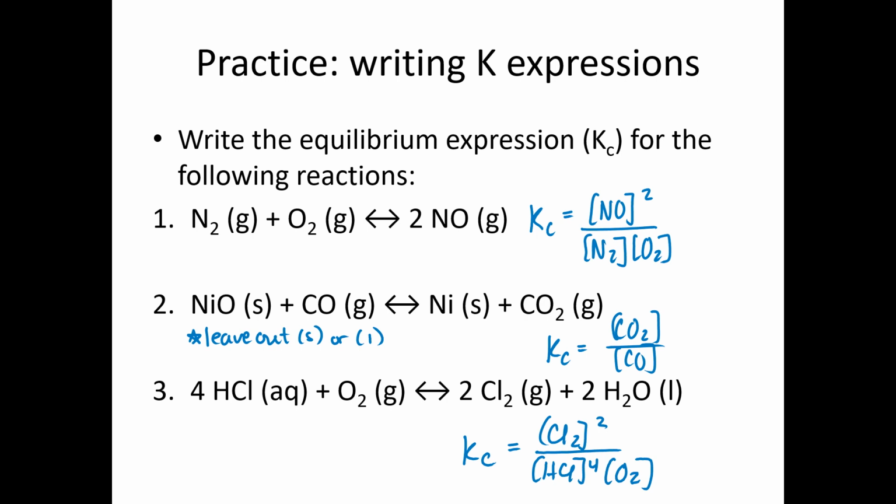So these are Kc expressions, so you should use square brackets. Notice how it's products over reactants. The coefficients become exponents, and then we leave out pure solids or liquids. So we left out the nickel oxide and the nickel here, and then we left out the water in that last one right there. So we leave out solids and liquids.